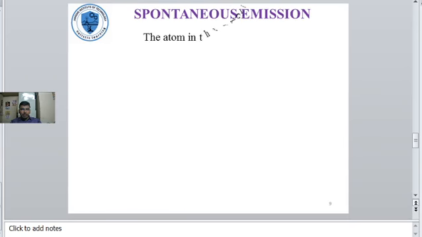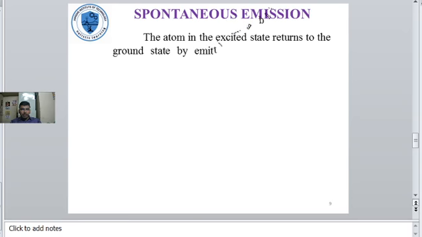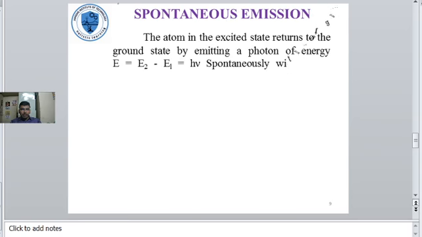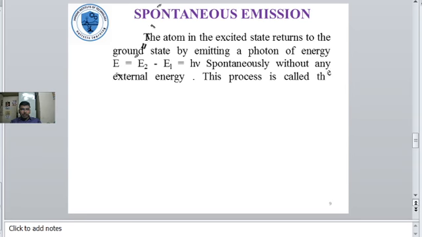Next we will see the spontaneous emission. The atom in the excited state returns to the ground state by emitting a photon of energy E equal to E2 minus E1 equals h nu, spontaneously without any external energy. This process is called spontaneous emission.